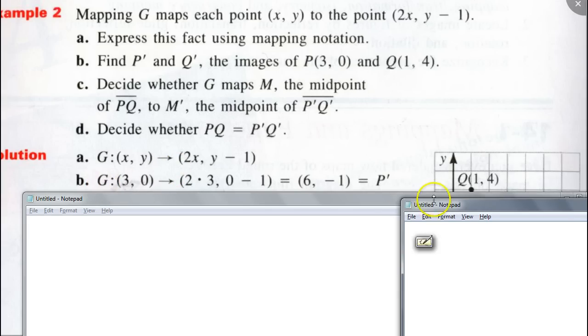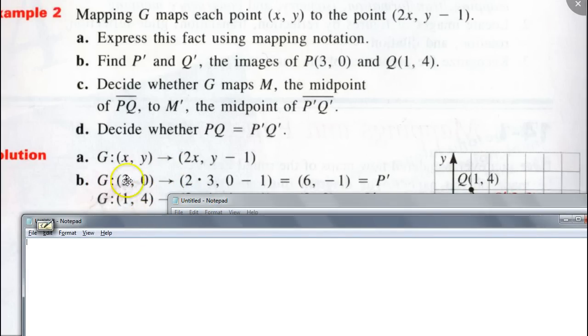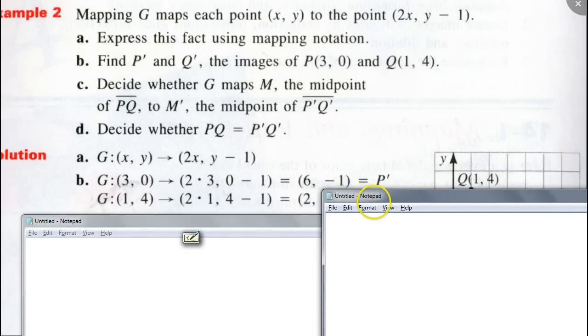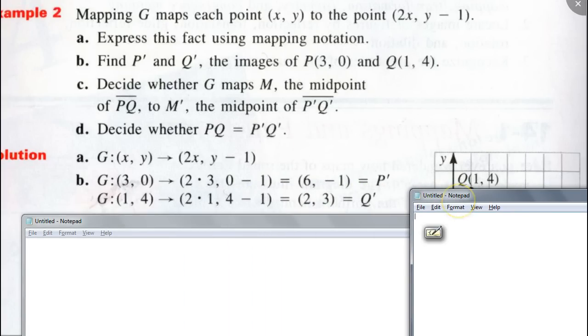So Poland, what would G of 1, 4 be? What do we do with the x coordinate? Look at the mapping right here. G of x, y does 2x comma y minus 1, right? So what would G of 1, 4 be? 2 times 1 comma 4 minus 1. What do you get? 2 and 3. Yeah, that's your Q prime, your output. It's nothing hard. Basically, it's like function notation, except you have more than one input. Now you have the input as an ordered pair, and you get an output as an ordered pair. That's the only difference.